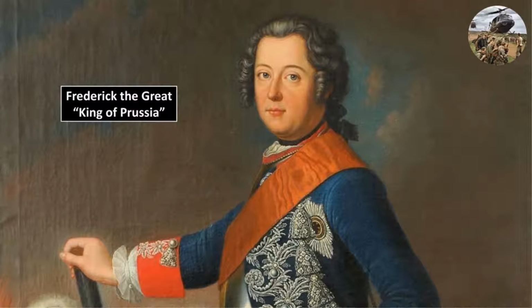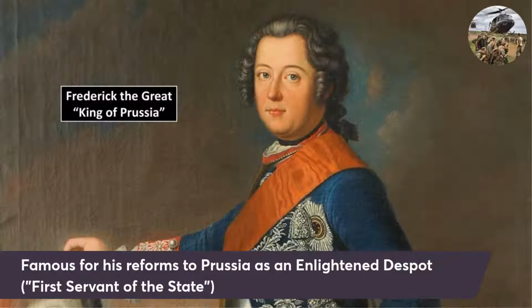Now, we're going to get to a bunch of things that Frederick the Great is known for. He was very famous for his reforms. He often would call himself the first servant of the state, because he viewed himself as a ruler who was there for the people, and not like Louis the 14th, where it was like, I am the state. And of course, he saw himself as an enlightened despot because he was big into the Enlightenment, the Age of Enlightenment.